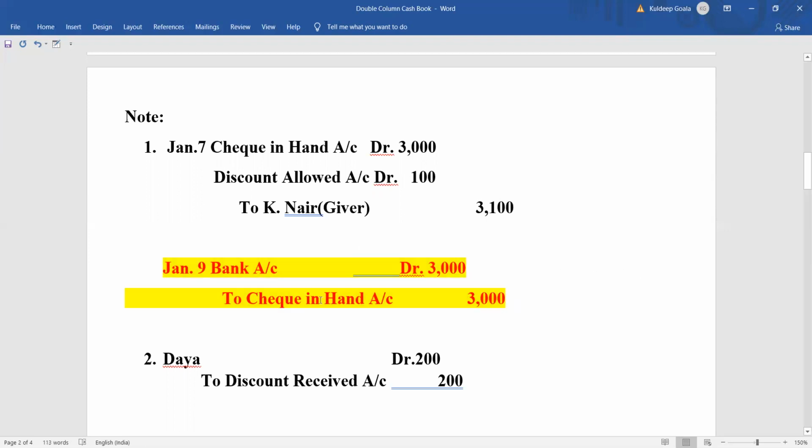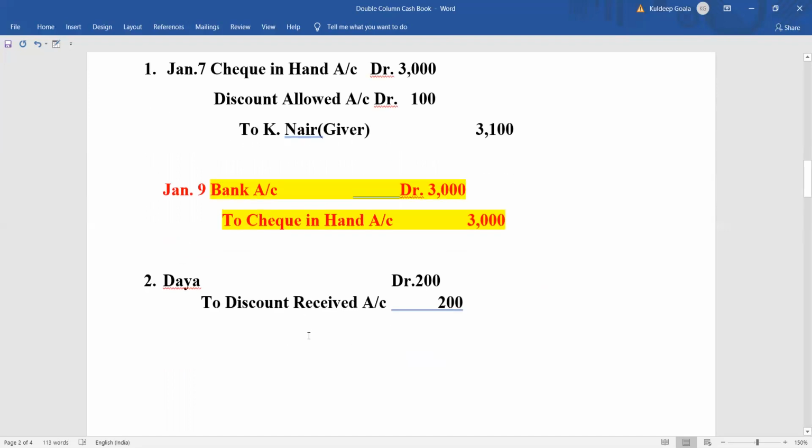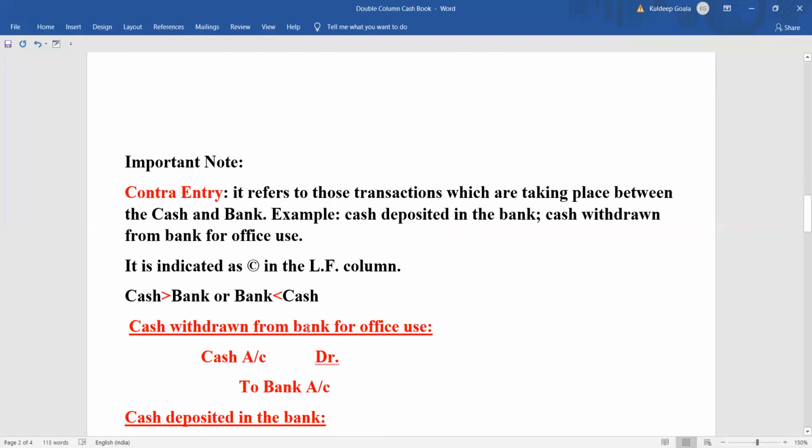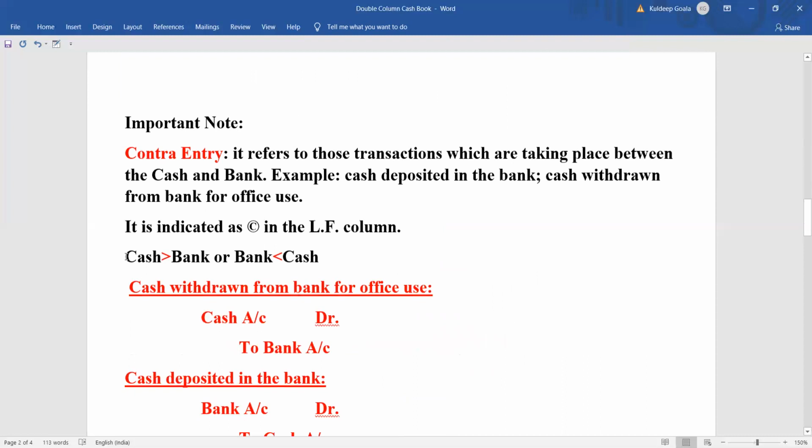Here it will not be taken as a contra entry because it is not a transaction between the cash and the bank. Okay, the cheque has not been kept in the cash, rather it has been kept separately as cheque in hand. That is why we don't take it as a contra entry, right? Now I'll explain the contra entry once again. The other day I was telling about that. Contra entry is an entry which we generally relate to cash and bank transactions. Okay, whenever there will be a transaction between the cash and the bank, or bank and the cash, that means money deposited in the bank or money withdrawn from the bank for office use. Okay, remember it should be for office use, then only it will be taken as contra.